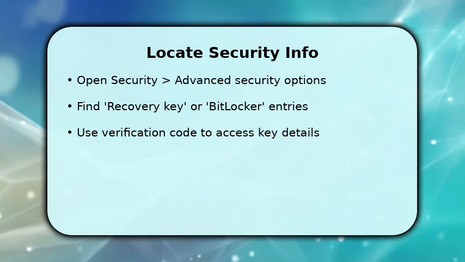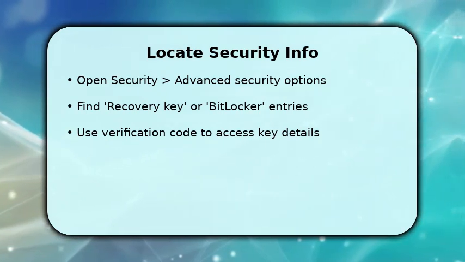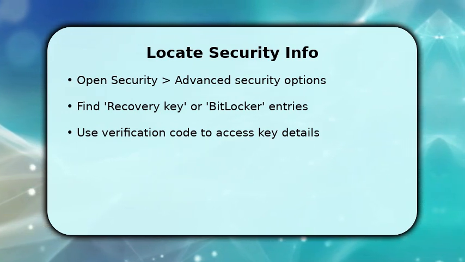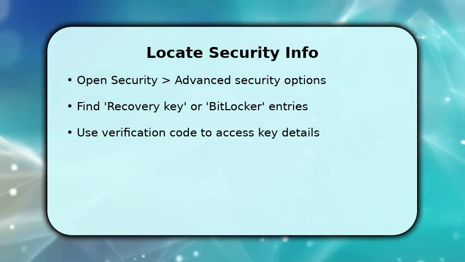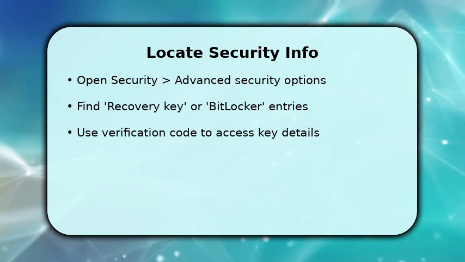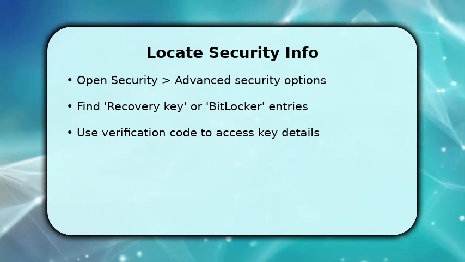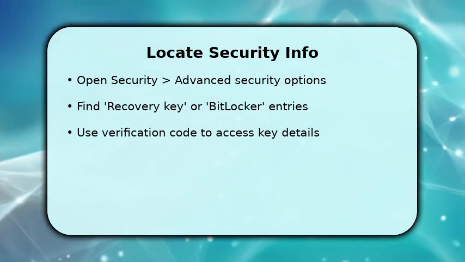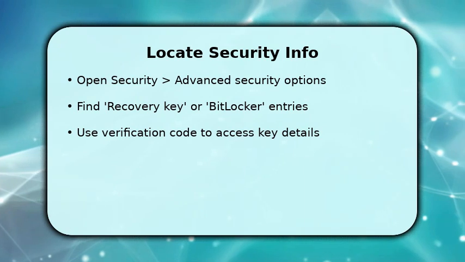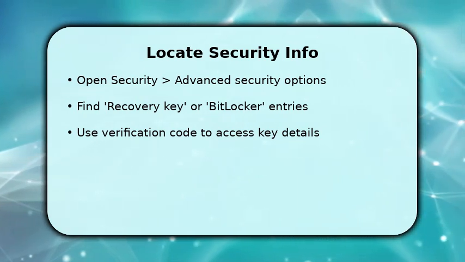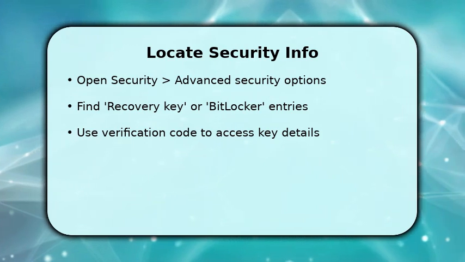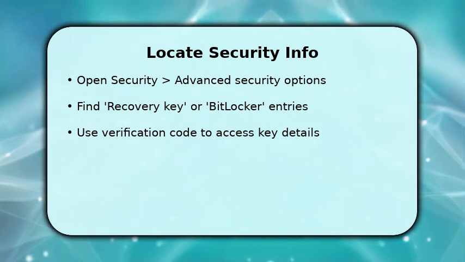This section organizes password, verification methods, and recovery keys. Scroll to find a recovery key listing, often under BitLocker keys or recovery keys, and click to view details. When prompted, enter the 2FA codes sent to your phone or authenticator app to prove it's you. Once authenticated, the interface will display your recovery key or give options to download or copy it.